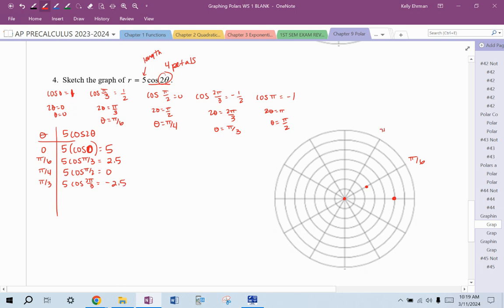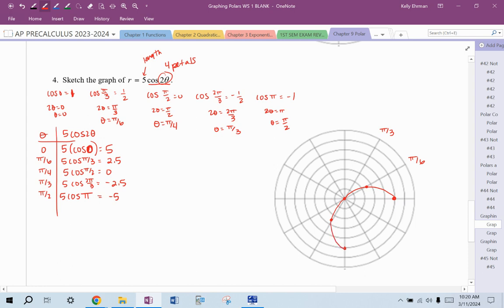So when we face pi over 3, here we are so far. We don't finish the first petal. We go down to negative 2.5, so we're like out here. And then when we plug in pi over 2, we get 5 times the cosine of 2 pi over 2, which is negative 5. So face pi over 2, but go down 1, 2, 3, 4, 5. Is this enough to help you figure out the symmetry?